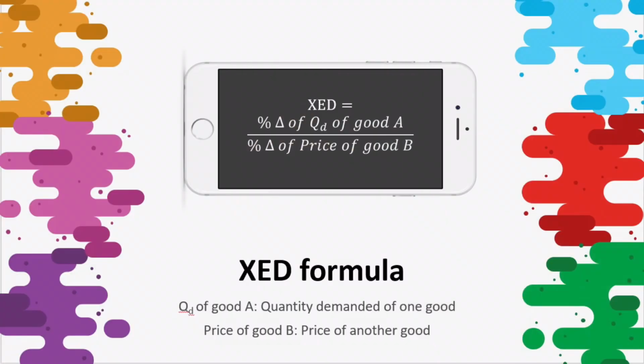As for the last one, which is XED, the percentage change of quantity demanded over percentage change in price looks the same. However, there are two goods. On top, you can put good A or good B. On below, which is the denominator, you can put percentage change of price for good C or good D. So it depends on what type of goods you're talking about.